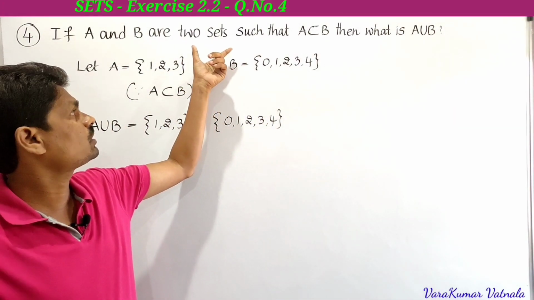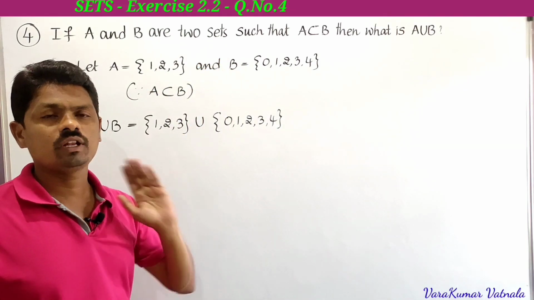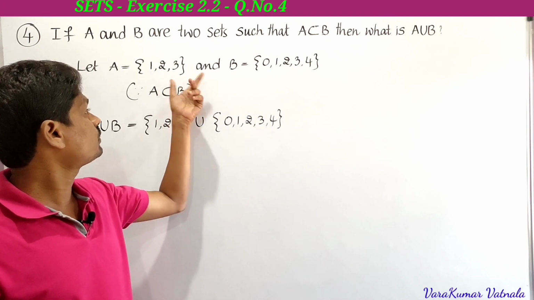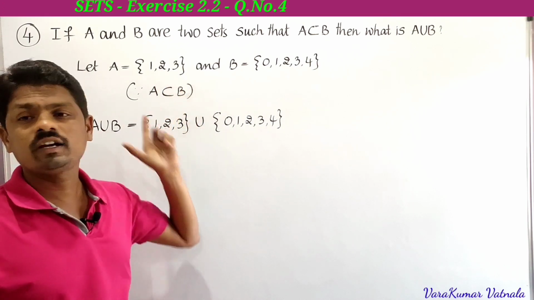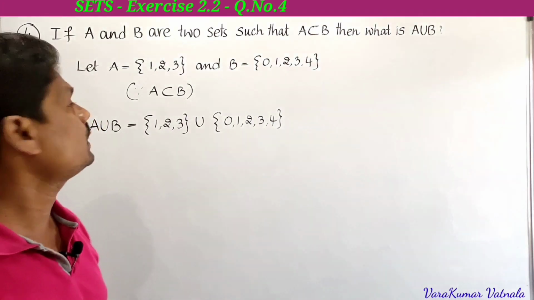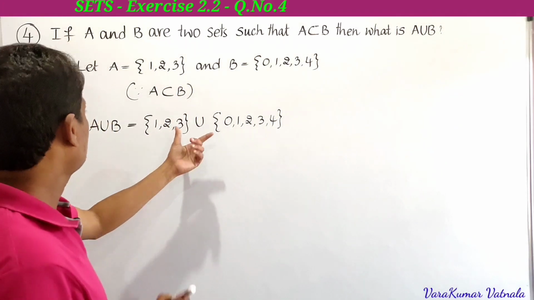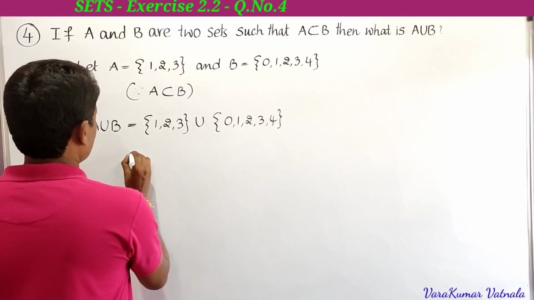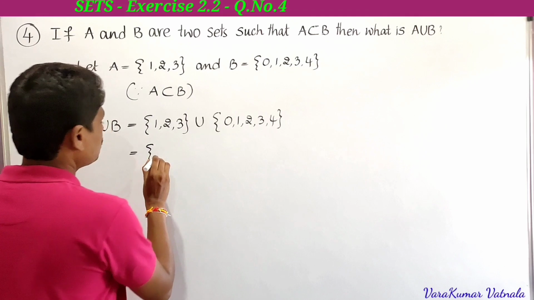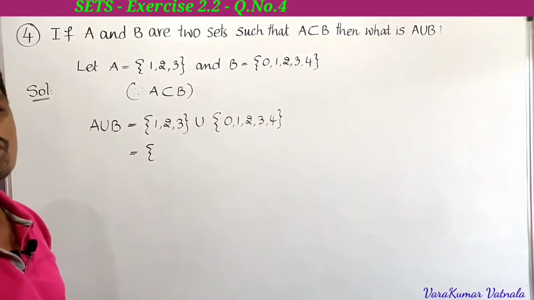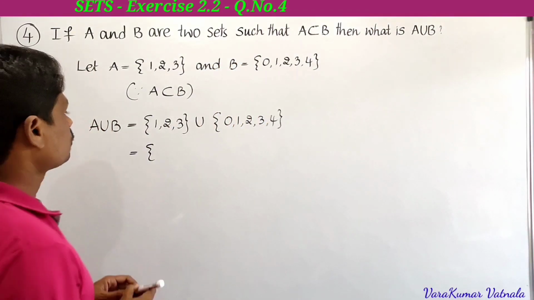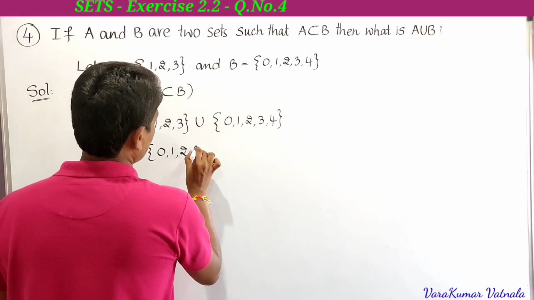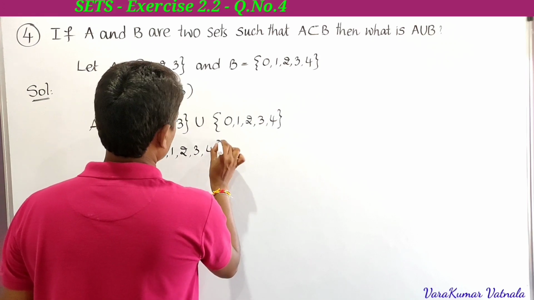These problems can be solved by taking examples. Very important: by the given condition, we have to choose two sets that satisfy the given condition, A is a subset of B. Here A union B is given. Just write the union. How can we write the union? Just write all the elements which are present in both the sets. So here 0, 1, 2, 3, 4. So this is A union B.